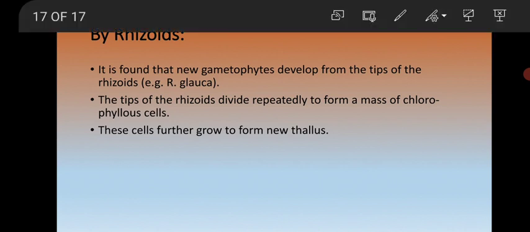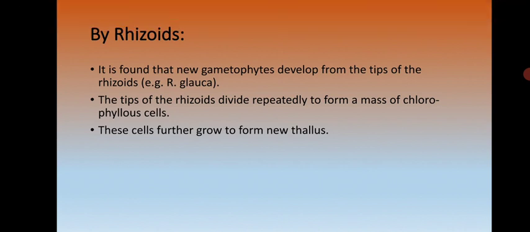Smooth walled rhizoids. The terminal ends of the rhizoid form new thalli as a result of multiplication in Riccia glauca. These tips of rhizoid divide repeatedly to form a mass of chlorophyllous cells. These cells further grow into a new thallus.